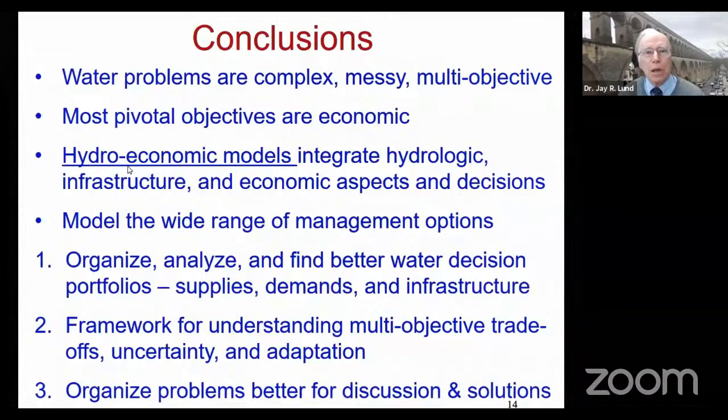So as conclusions, again, coming back to the earlier slide, water management problems are complex, messy, and multi-objective. However, economics tends to be the overriding objective for most decisions in the design and construction and operation, daily operation of these systems. Hydroeconomic models integrate the hydrologic, infrastructure, and economic aspects and decisions of these systems, and help us model a much wider range and integrate a much wider range of management options and management decisions than we could normally. We're trying to organize, analyze, and find better water decision portfolios, combinations of supply, demand, and infrastructure management decisions and sizing decisions that complement each other, that go well together, and serve the purposes of the system.